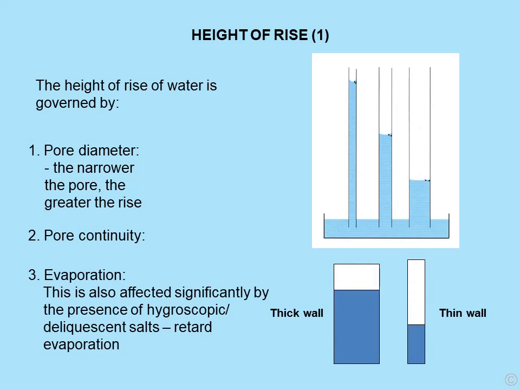Indeed, all things being equal, which of course in reality they're not, water will rise to a greater height in a thick wall than a thin wall. This is to do with the surface to volume ratio. In a thick wall, the surface to volume ratio is smaller than it is with a thin wall. Thus, on a thin wall, evaporation plays a greater part.